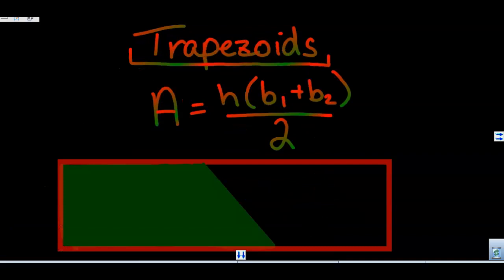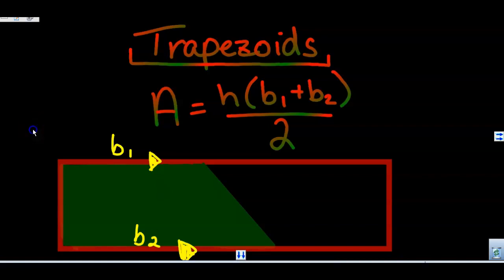Trapezoids. The area of a trapezoid is the height of the trapezoid times the sum of the bases divided by 2. And I drew a little diagram as to tell us why this is the way it is. So we denote one of the bases as base 1 and the other base as base 2. We know that they're the bases when they're the parallel sides. Okay, so these two, the top and the bottom here, are actually parallel to each other.